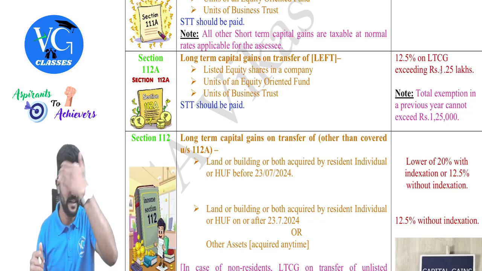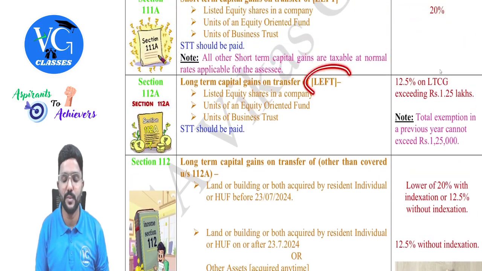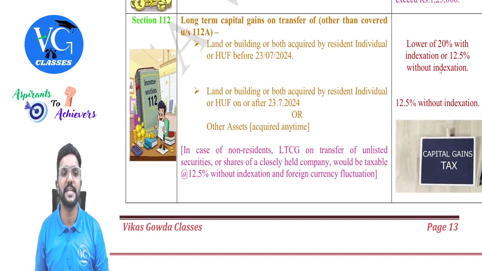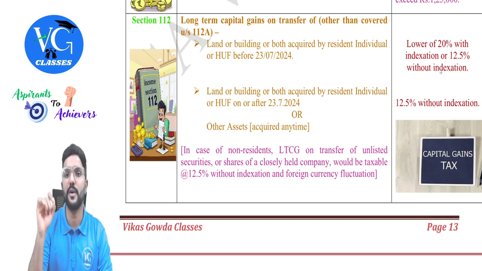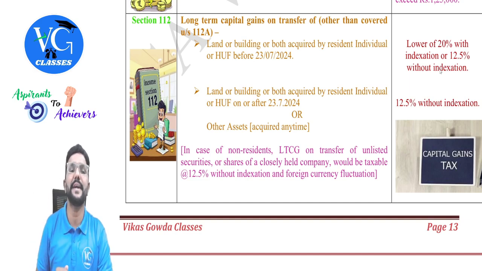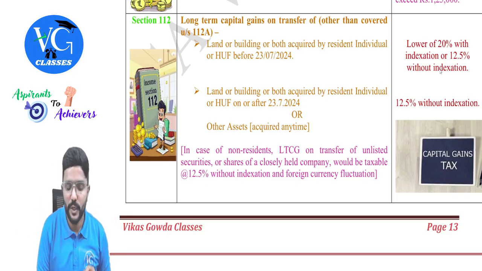Got it? Yes, sir. Then, if there is any other long-term capital gain other than the transfer of LEFT, then it is covered under section 112. What is it? This is important, guys. Long-term capital gains on the transfer of assets other than those covered under section 112A, that means other than LEFT. Okay. Under that, there are two categories.